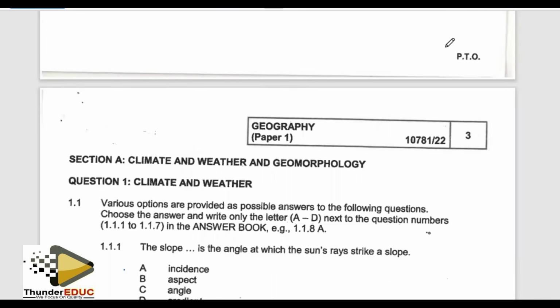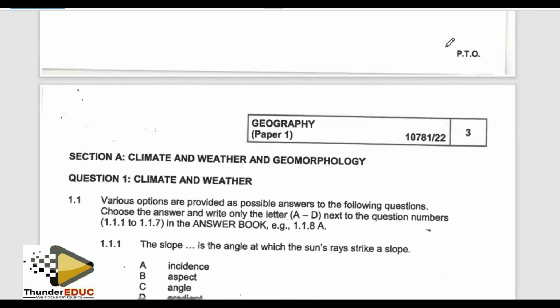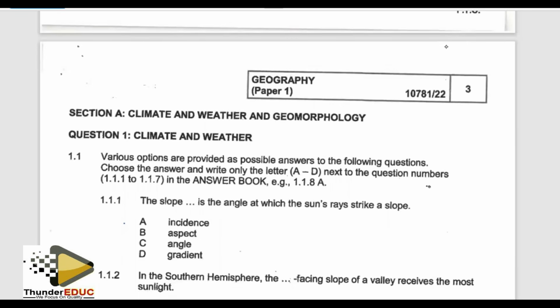The slope dash is the angle at which the sun's rays strike a slope. So for this, it's supposed to be option number B, which is the aspect. Because as we know, the side which a slope faces receives more heat compared to the other side which doesn't receive the direct heat. So therefore, the slope aspect is the angle at which the sun's rays strike a slope. Right.